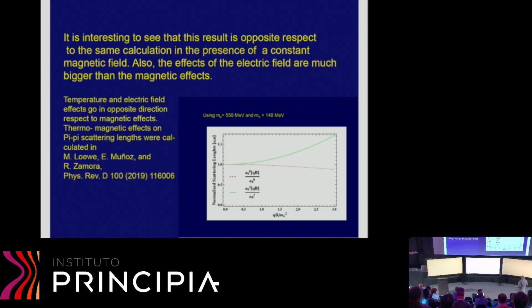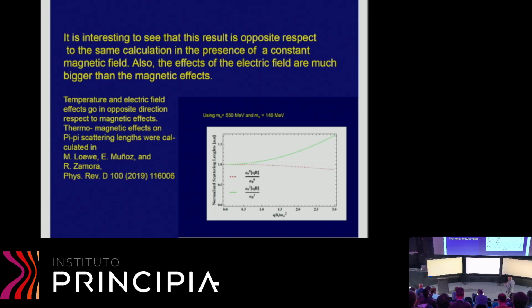When you have magnetic fields, we found that the normalized scattering lengths, the blue one now is the A02, increase, and the other one decreases a little bit, but the magnitude of the increase is much smaller than in the case of having electric fields.